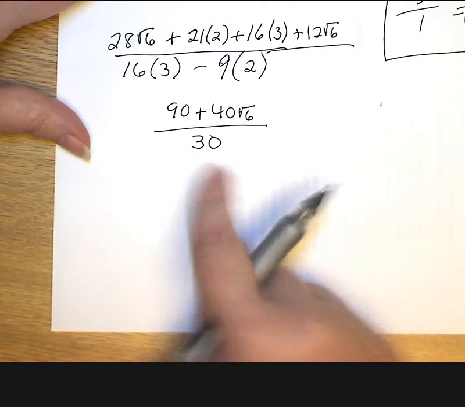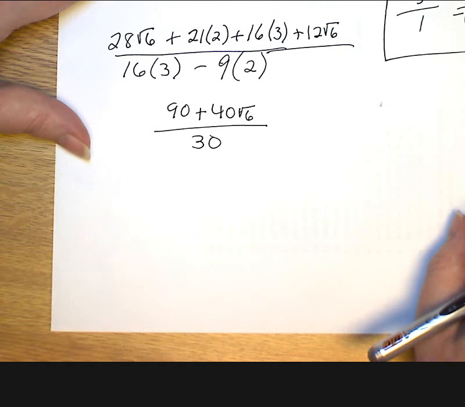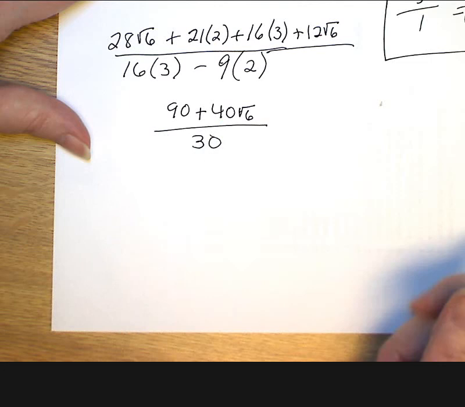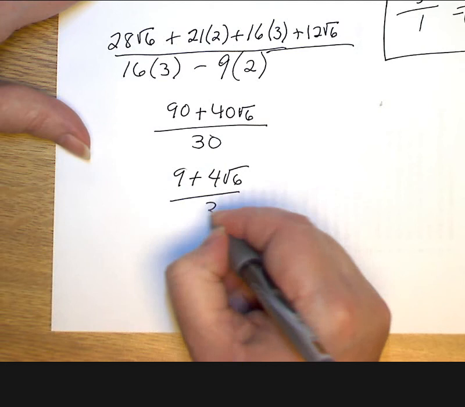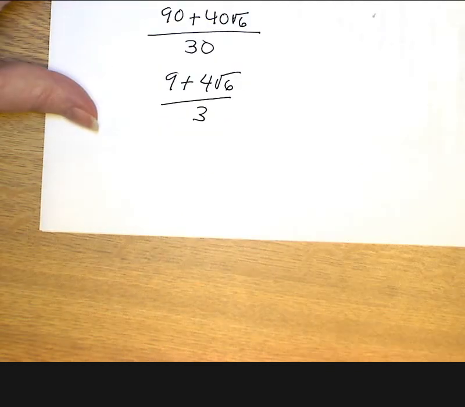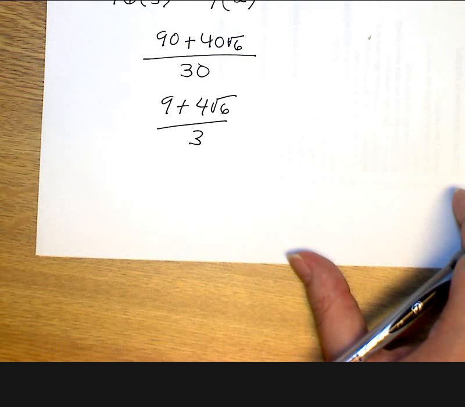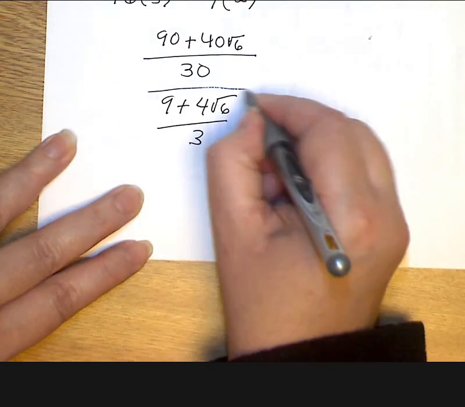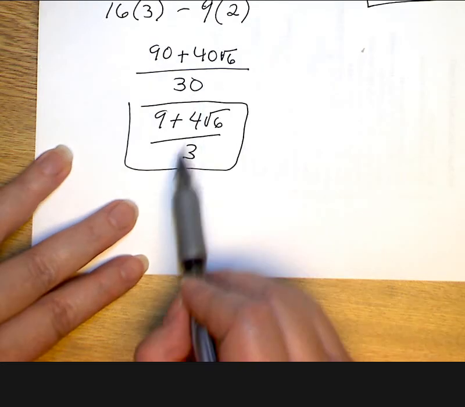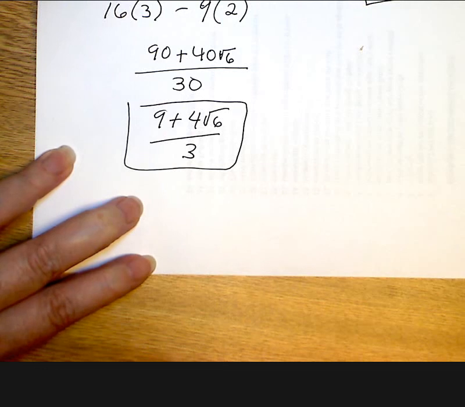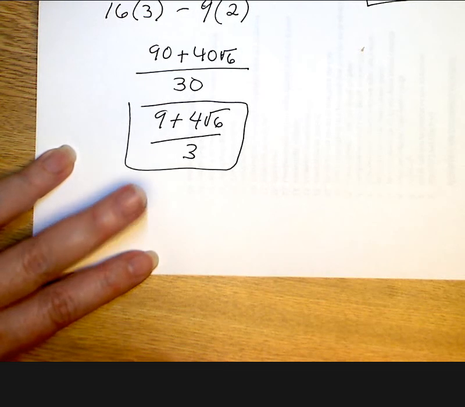This one should be obvious what it can all be reduced by. At least can be reduced by 10, because all of them have zeros. So 9 plus 4 square roots of 6 over 3 would be the simplest. But again, I would accept that, but this will be like when I tell you the book answers, that's what they'll have. They'll have the reduced one.